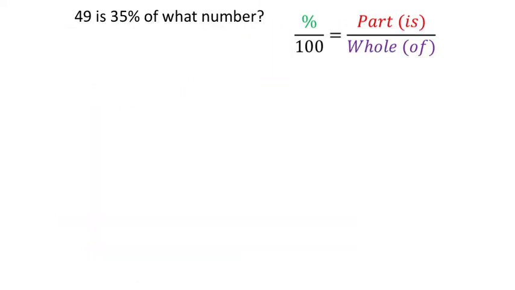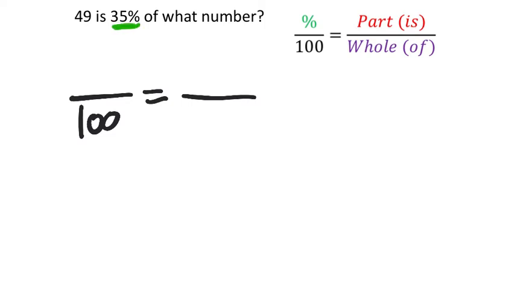For this one, I'm going to set up fish method, and let's start with a proportion. This one didn't give us the proportion. Remember, the first fraction, I always make it out of 100, although you can make the second one out of 100. Doesn't really matter where you put that, as long as the 100 is in one of the denominators. Well, it says 49 is 35% of what number?